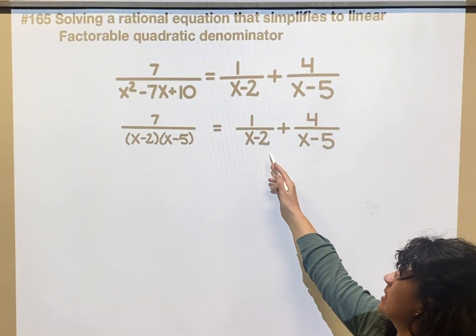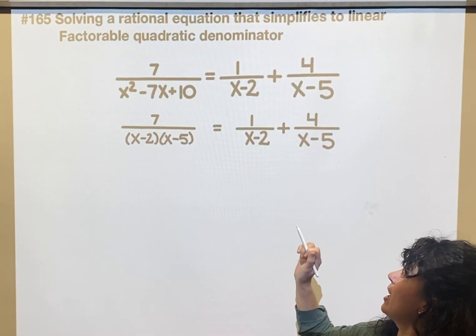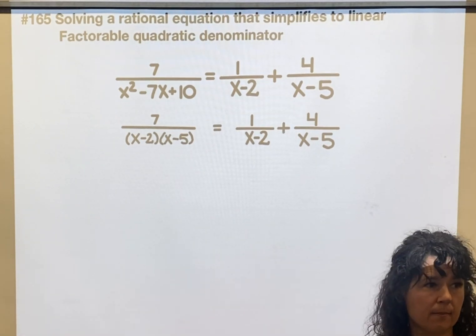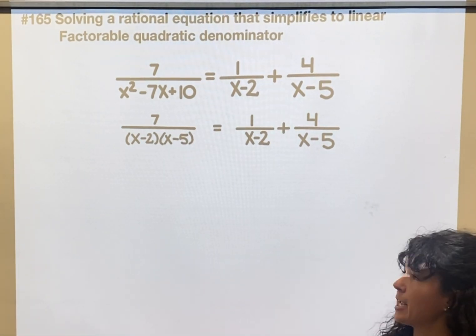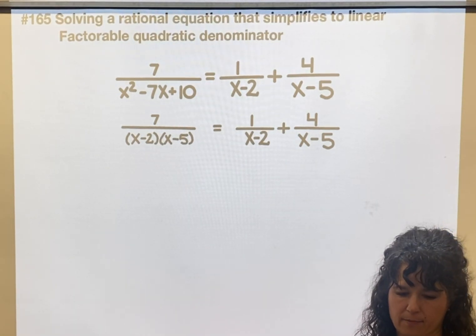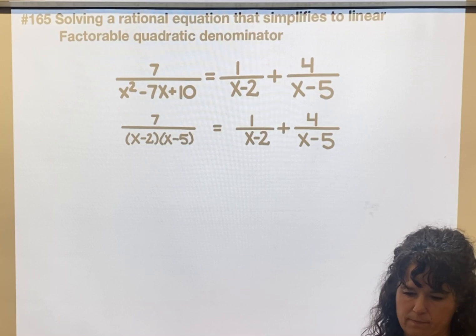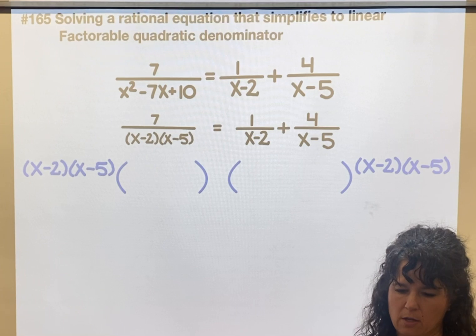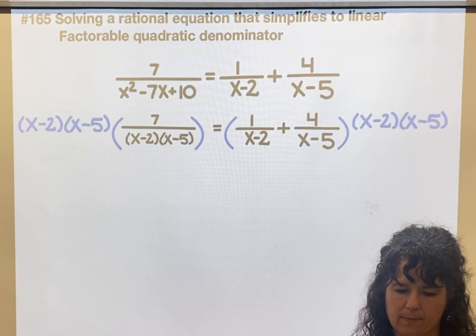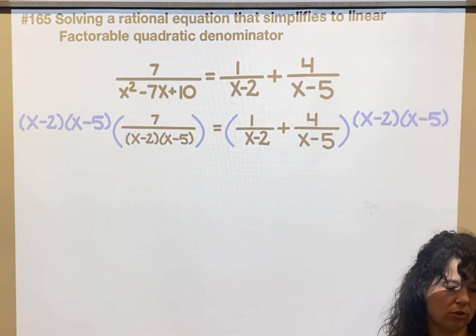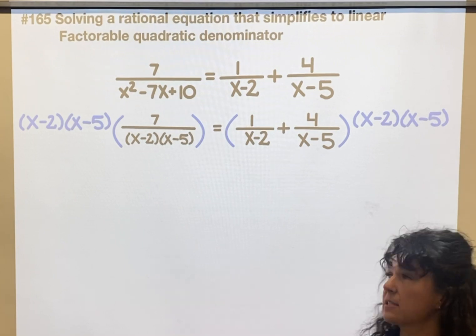If I think, well, what does this one need? That one needs an x minus 5, this one needs an x minus 2, and then they would all be the same. So the common denominator is x minus 2 times x minus 5. So what I'm going to do, I'm going to put a set of parentheses around both sides, and then multiply by both x minus 2 and x minus 5.